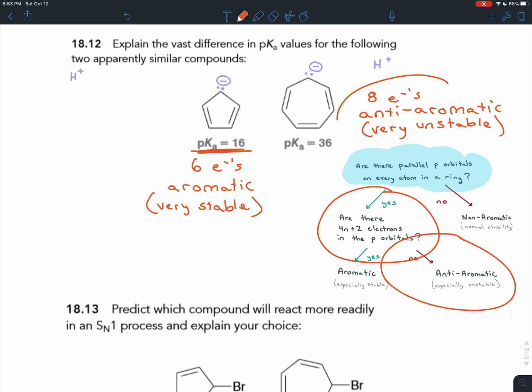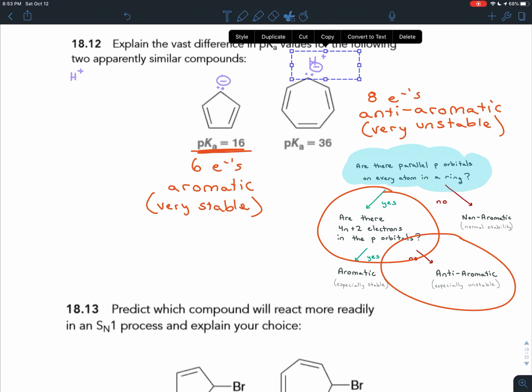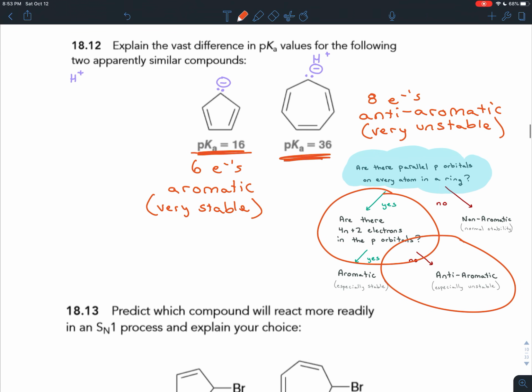For the molecule on the right, this was anti-aromatic. It's very unstable. So if the hydrogen tries to get away here, the molecule can't handle it. It snatches it right back. And so the hydrogen doesn't leave, and the molecule is not very acidic. It has a high pKa. So you could see how you could use aromaticity and anti-aromaticity to determine the acidity of conjugated ring systems.